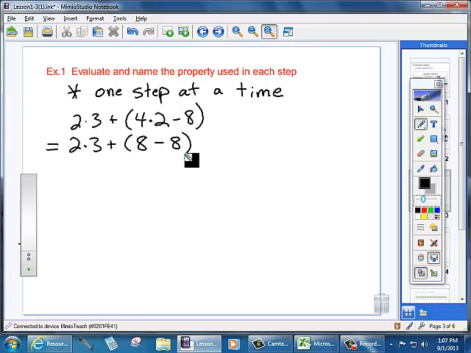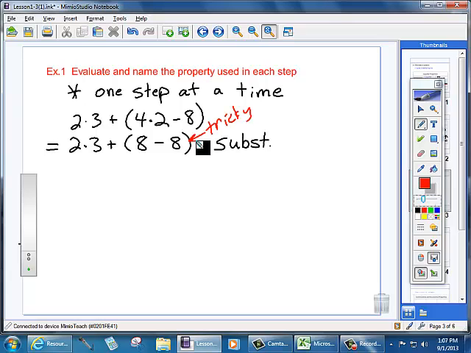Okay? And what property says I can replace the number 8 with 4 times 2, or replace 4 times 2 with the number 8. That is simply substitution. I am substituting the number 8 in for the expression 4 times 2. Now the next step is tricky. Okay, we'll write that in there.